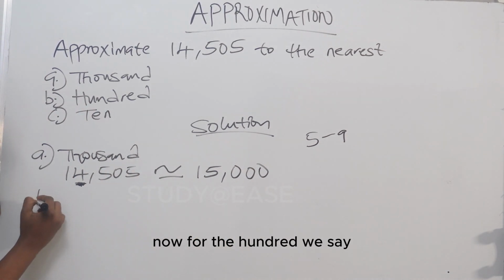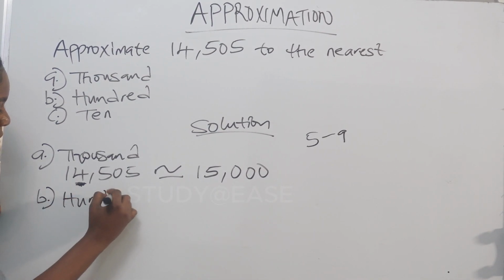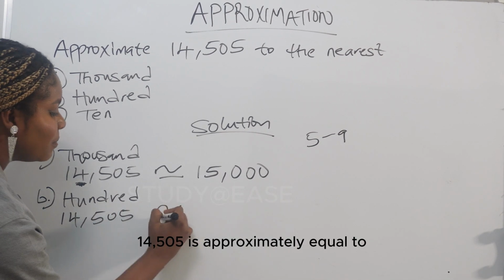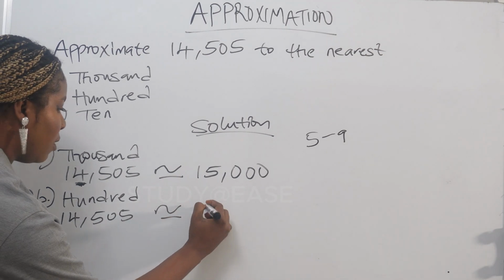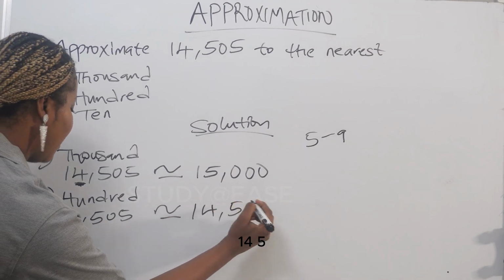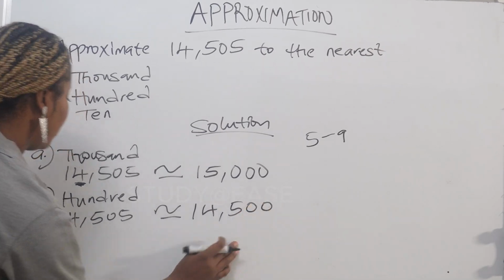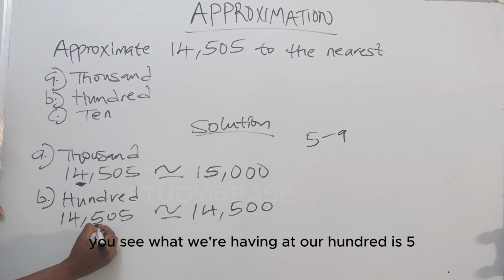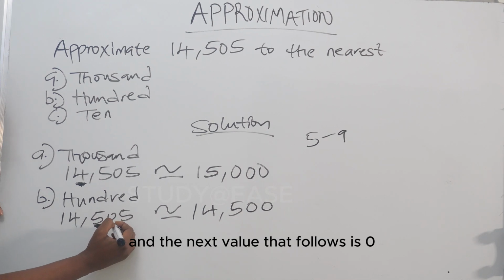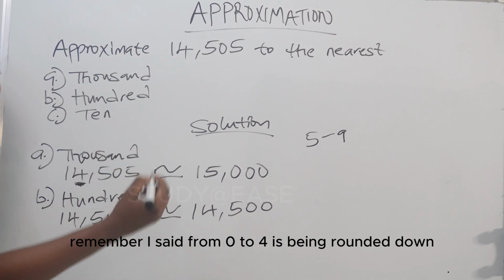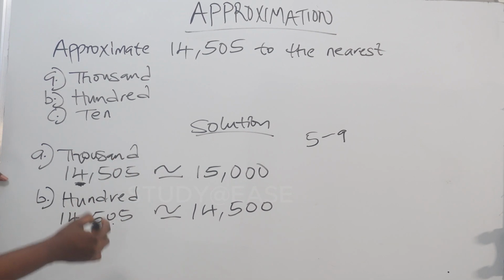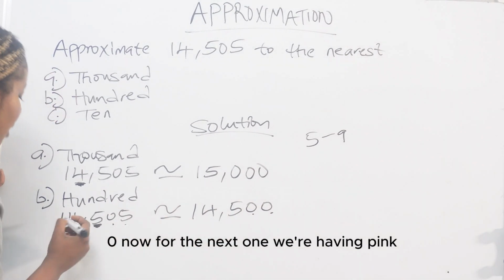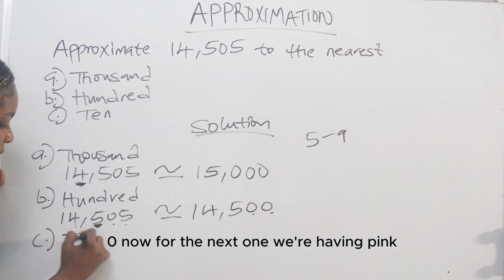Now for the 100, we say 14,505 is approximately equal to 14,500. Why is this? If you look at this vividly, you see what we're having at our 100 is 5. And the next value that follows is 0. Remember I said from 0 to 4 is being rounded down. They become 0. So since it's 0, we'll just write it as 0.